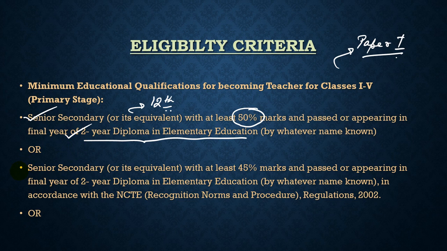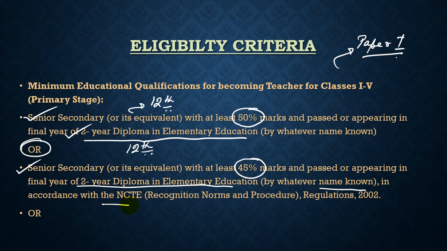Or we have the senior secondary or its equivalent, that is 12th, again with at least 45% this time, and passed or appearing in the final year of the 2-year diploma in elementary education, by whatever name it's known, in accordance with the NCTE recognition norms and procedure. This is a 2002 regulation.